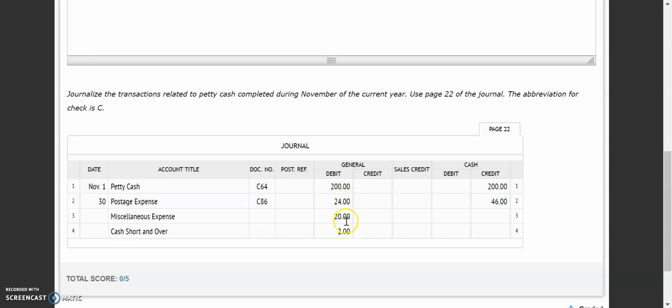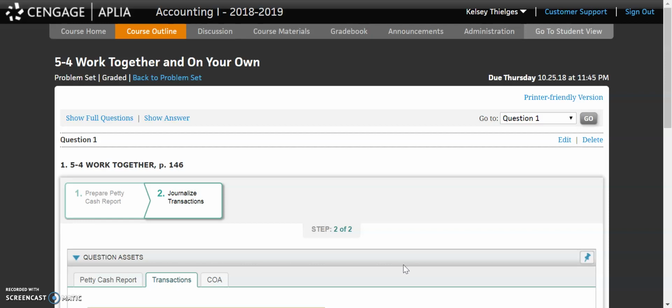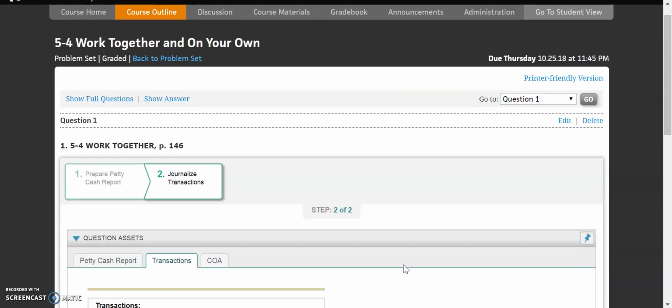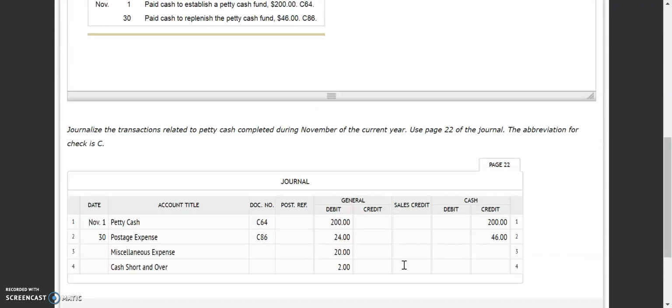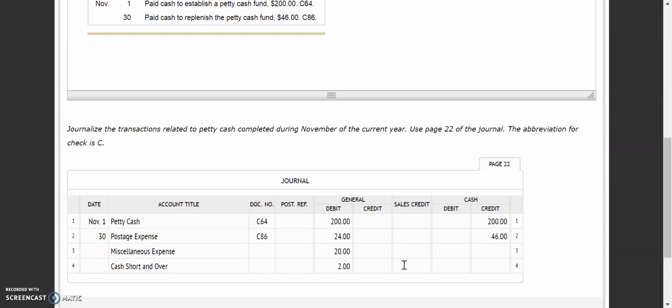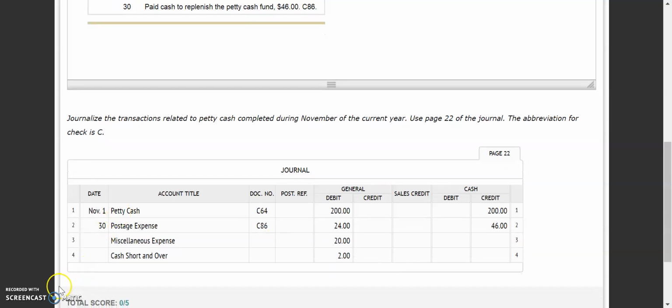Right now our 3 debits equal our 1 credit. You can't have another random debit up here of $46, because then you're not equal. Everything, remember, always has to equal. Debits equal credits. Okay? So that is the completion of our 5-4. We did our petty cash report in step 1, and we journalized our transactions in step 2. So you can head on over, do your application on your own, and then you'll also, of course, have your terms and questions, which will be due tonight too.